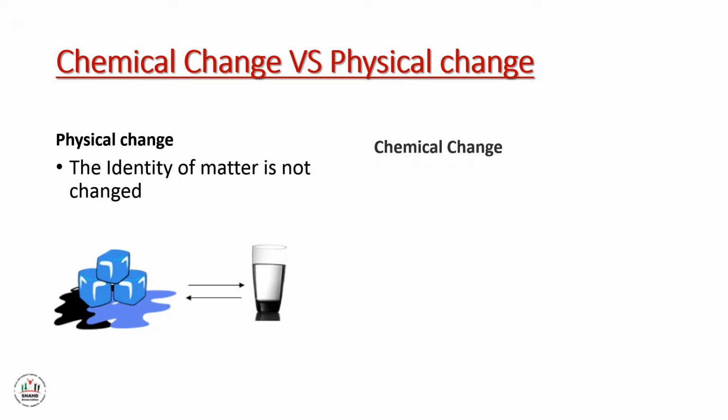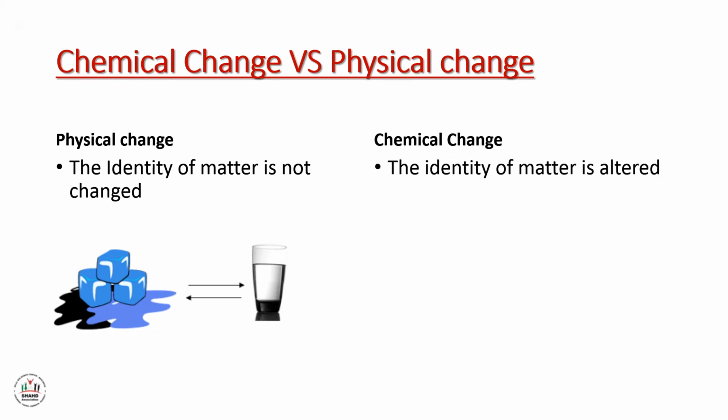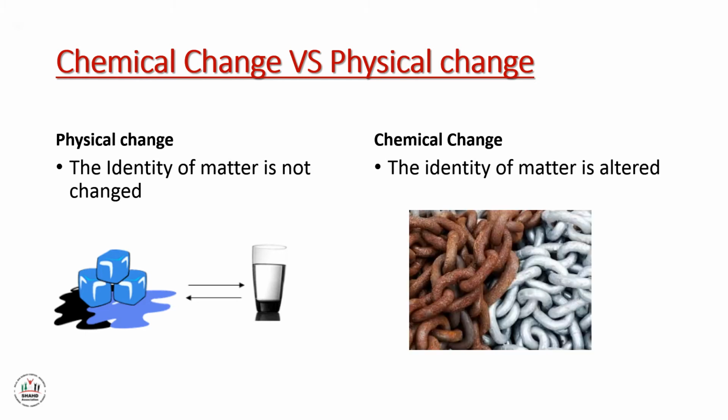In chemical change, the identity of matter is altered or changed. For example, if we expose iron to oxygen, rust is formed. It has the color on the left side of this picture. The formation of a new substance, which is called rust, is different from the initial one, so the identity is changed. This is chemical change.